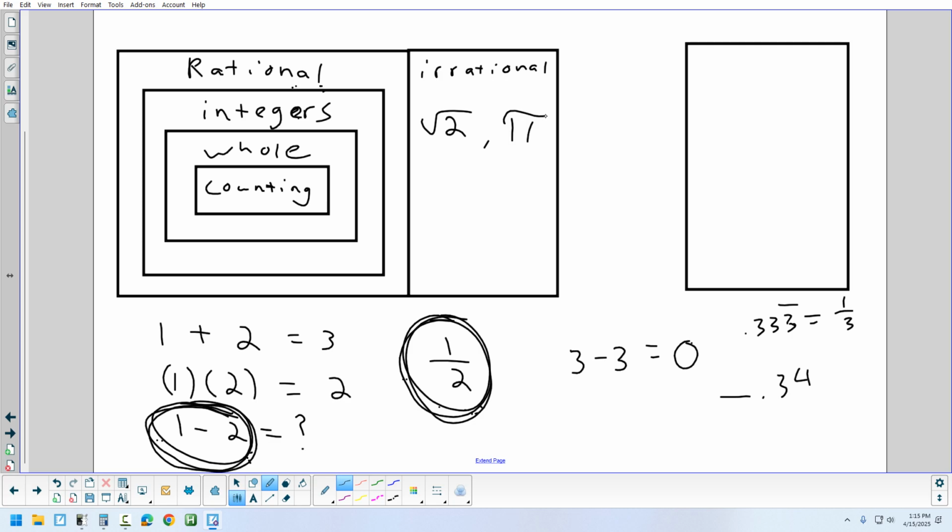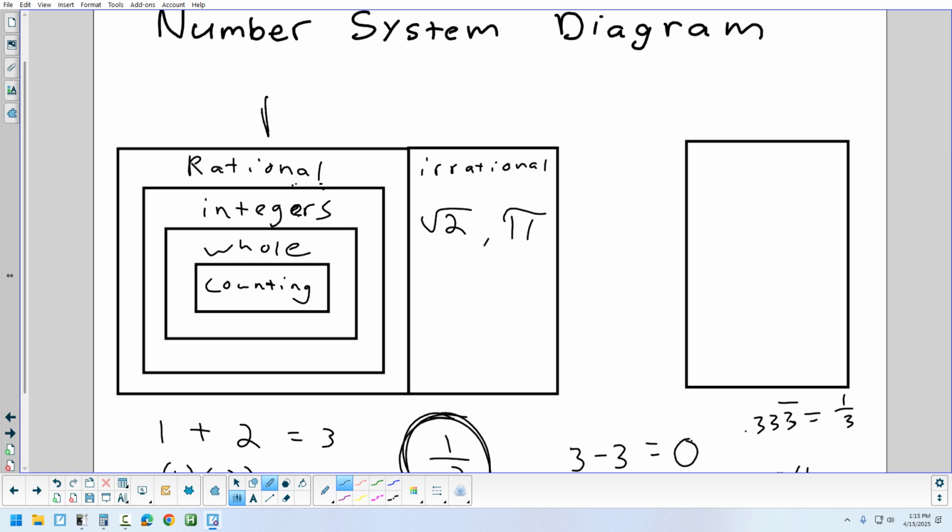So now, if you take all of those numbers and put them together, that's what you learn about in Algebra 1. That's called the real number system.